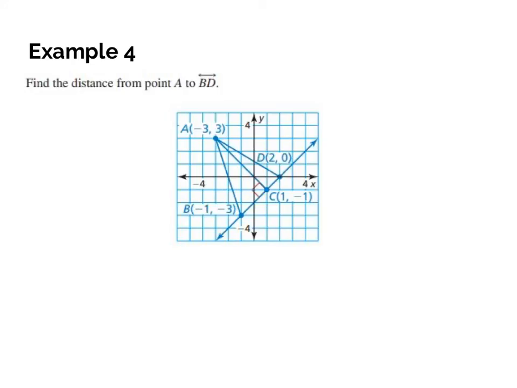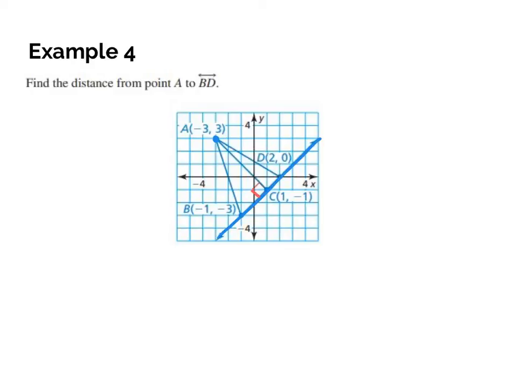Okay, so last and final example, we're going to use that idea that the shortest distance between a point and a line is going to be that perpendicular distance. So I want to know what is the distance from point A to BD. Point A right here, BD is the line that's down here from B to D, and I want to find the distance. So we're going to use the shortest distance. Notice with my point and with the line, we're going to try and find the perpendicular distance.